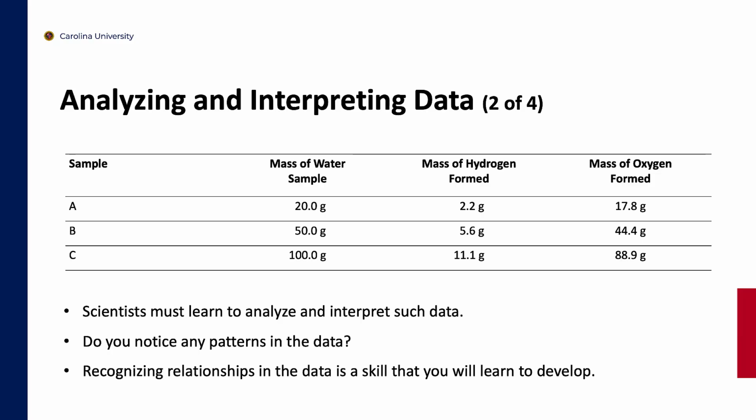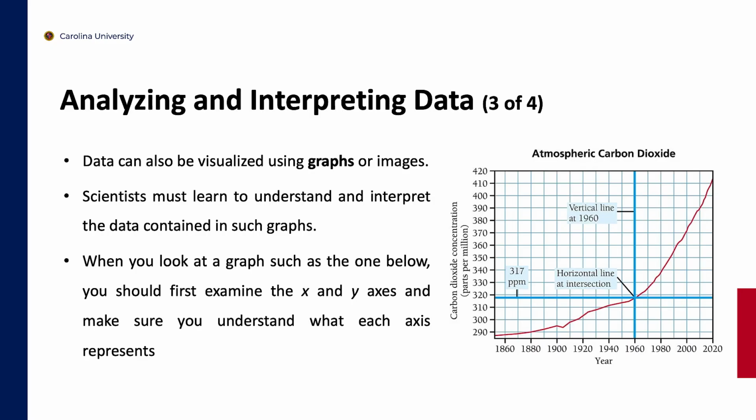Data is often visualized using graphs or images, and scientists must constantly analyze and interpret these graphs. For example, the graph shown in the figure tells us about the concentration of carbon dioxide in Earth's atmosphere as a function of time. Carbon dioxide is a greenhouse gas that has been rising as a result of the burning of fossil fuels such as gasoline and coal.